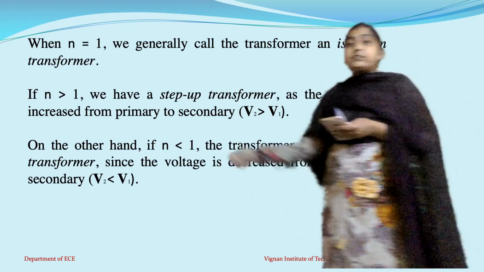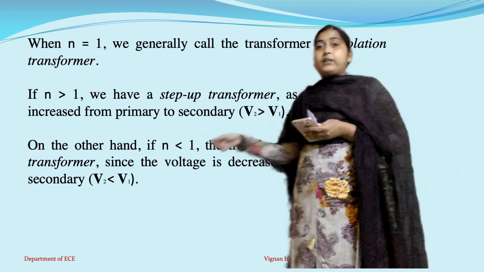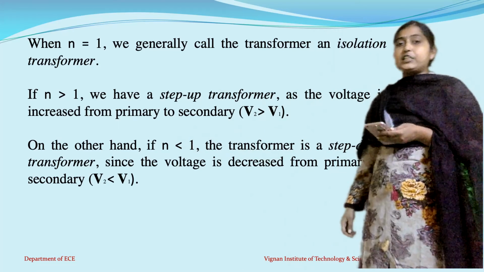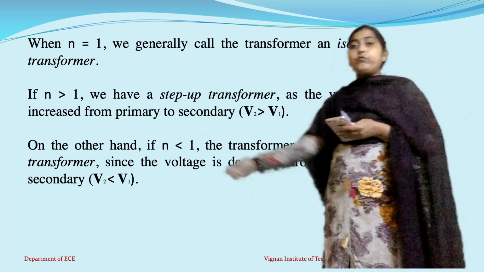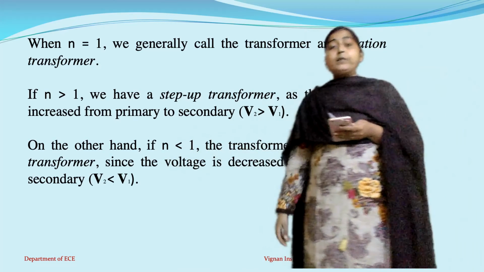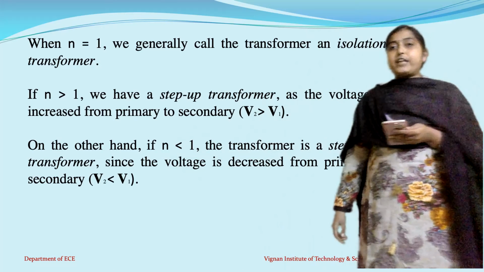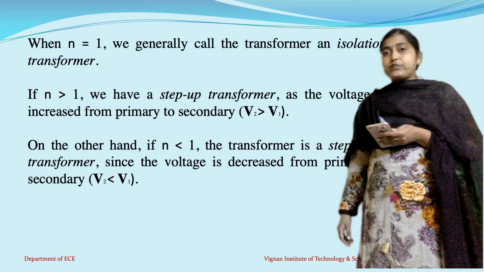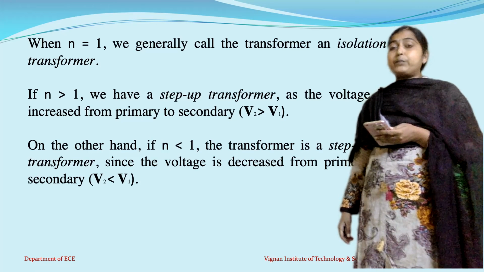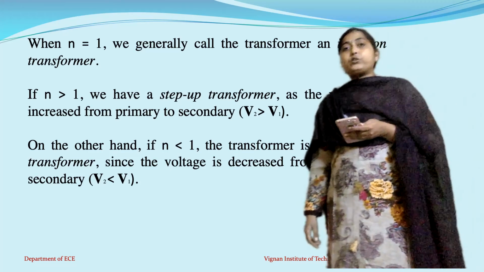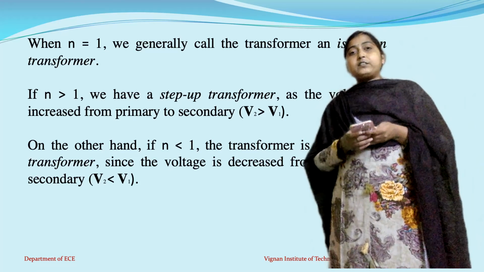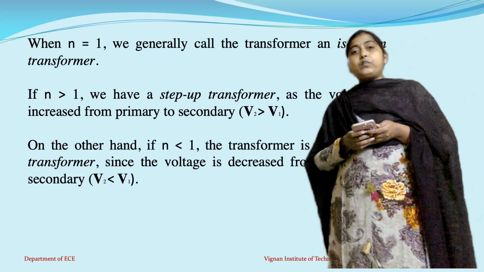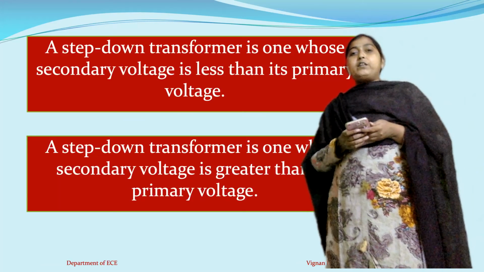Similarly, the third condition is if N is less than 1, then the transformer is said to be a step-down transformer, where the voltage is decreased from primary to secondary. That means V2 will be less than V1. So now we have three types of transformers here. The first one is an isolation transformer, the second one is a step-up transformer, and the third one is a step-down transformer, which normally depends on the value of N, the turns ratio. So N equal to 1, N greater than 1, and N less than 1. Based on that, we have three types of transformer.